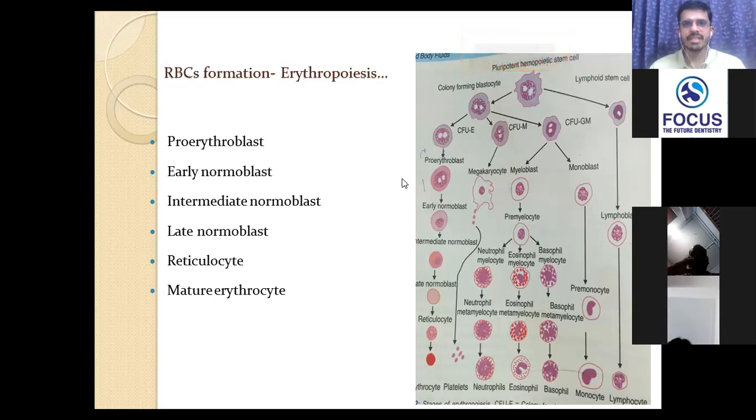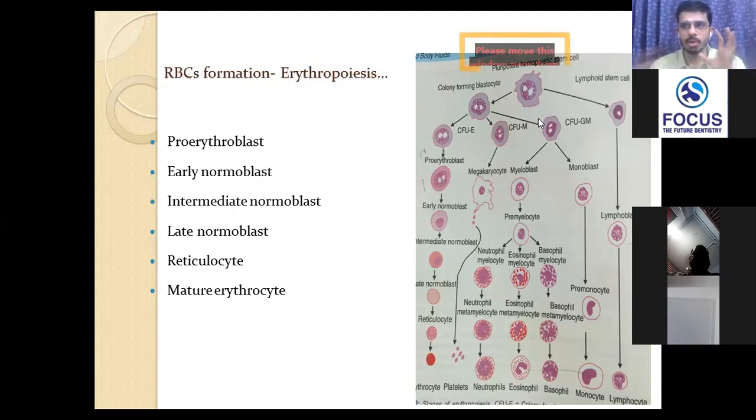Look at this, it's a proerythroblast, a large cell with a blue cytoplasm and a large nucleus. Then you have the early normoblast. Again, slowly the colors of the cytoplasm start changing. And then you have the intermediate normoblast. Intermediate normoblast is very important because this is the stage of erythropoiesis where hemoglobin starts appearing for the first time. This is the reason why the intermediate normoblast is also called a polychromophilic normoblast.